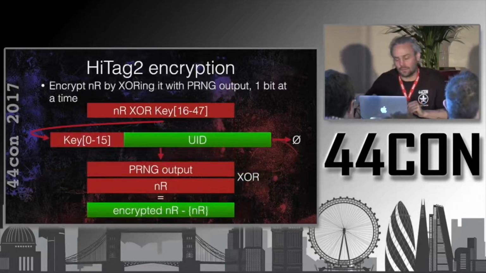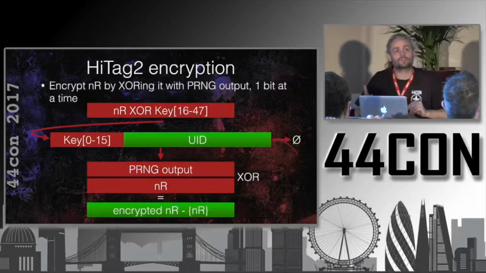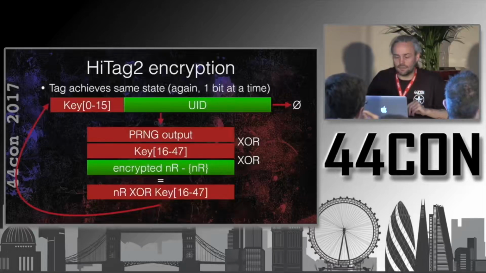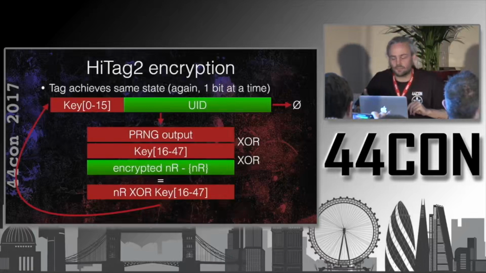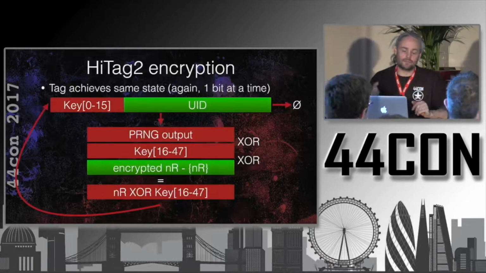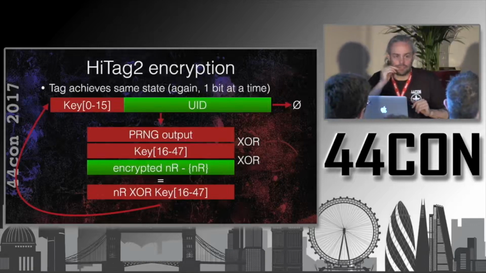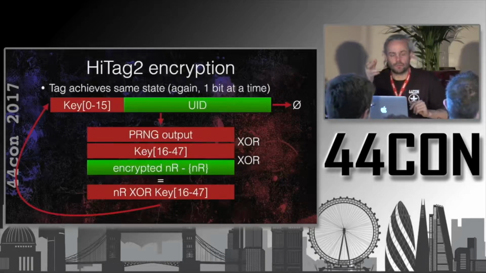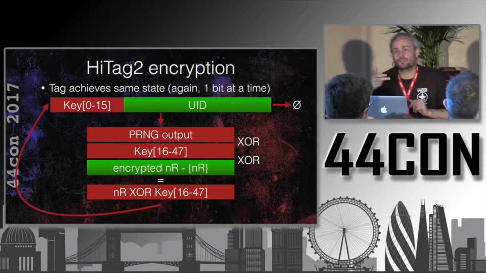And as it gets the output, it XORs that with the nonce it's created to encrypt the nonce, which can then be transmitted to the tag. The tag starts in the same situation. It receives the encrypted nonce. It XORs the output of the PRNG 1 bit at a time with the upper 32 bits of the key and the encrypted nonce that it's received.